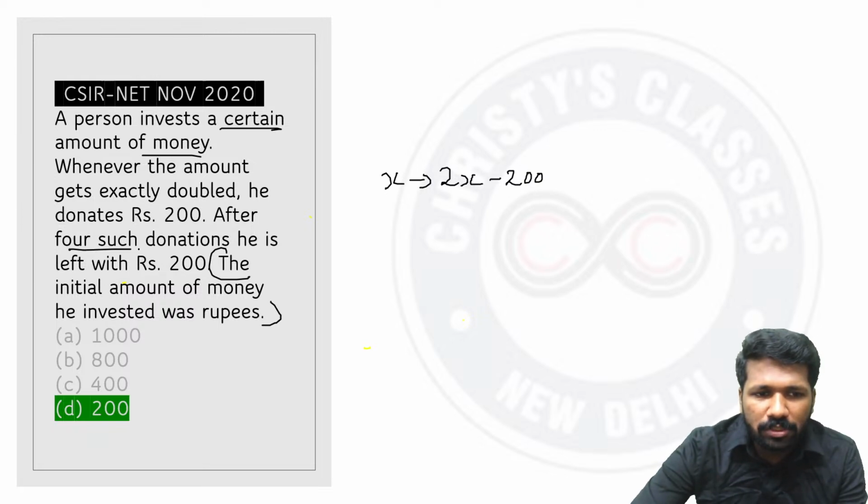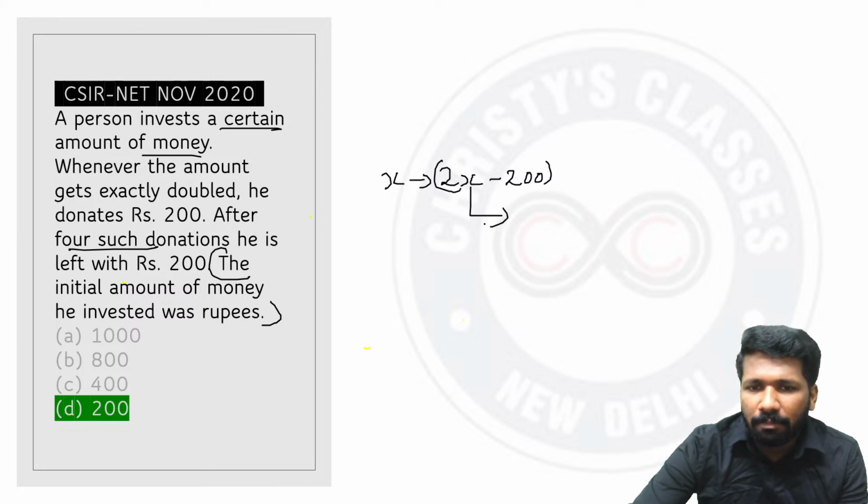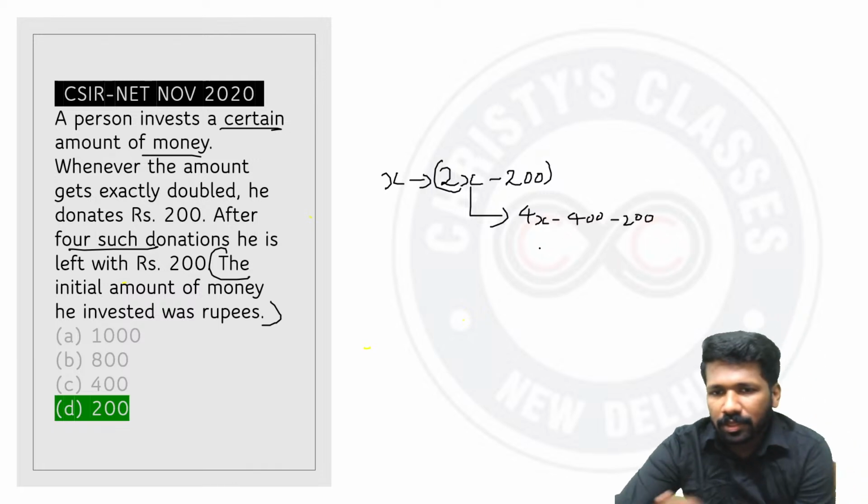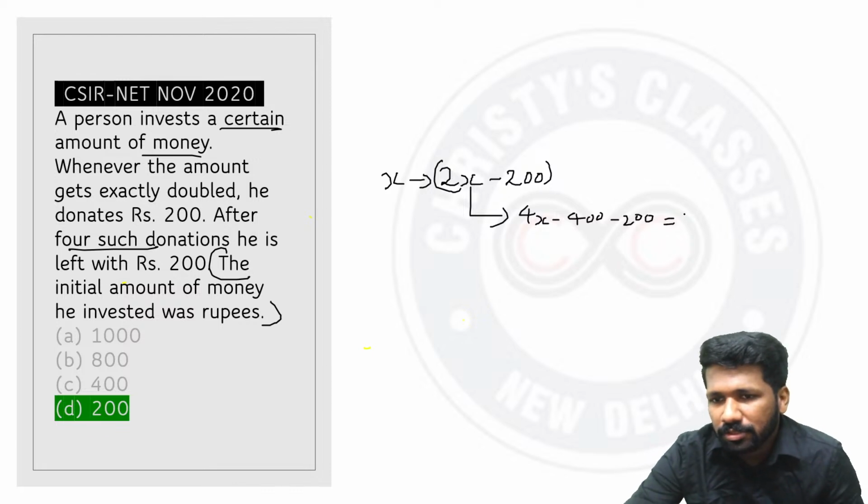Like this, there are 4 such donations. Donation means after doubling only he will donate. So this is the money that you have. This doubled, he will donate again. 2x minus 200 doubled means 4x minus 400. And he will donate 200 from that, means reducing 200. Are you getting this? This is the value after the second donation. That means 4x minus 600 it is.